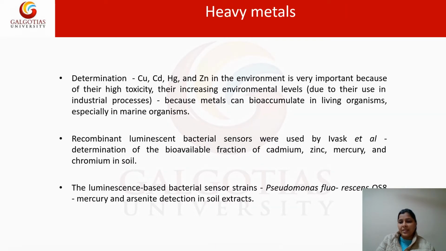We will discuss the pollutants one by one. First is heavy metals. For determination of heavy metals like copper, cadmium, mercury, and zinc in the environment, it is important because of their high toxicity. They are very toxic metals, and their level is continuously increasing in our environment, which is harmful for marine organisms. For sensing these, we use luminescence-based bacterial sensor strains which detect these heavy metals.